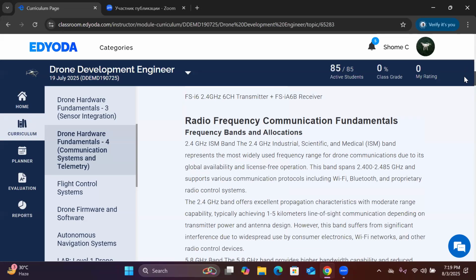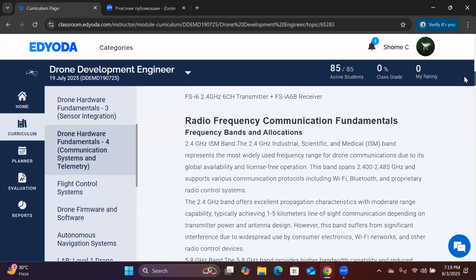Okay. Radio frequency communication fundamentals. Frequency bands and allocations. 2.4 gigahertz ISM band. ISM means industrial, scientific, and medical band. The 2.4 gigahertz industrial, scientific, and medical band represents the most widely used frequency range for drone communication due to its global availability and license-free operation.